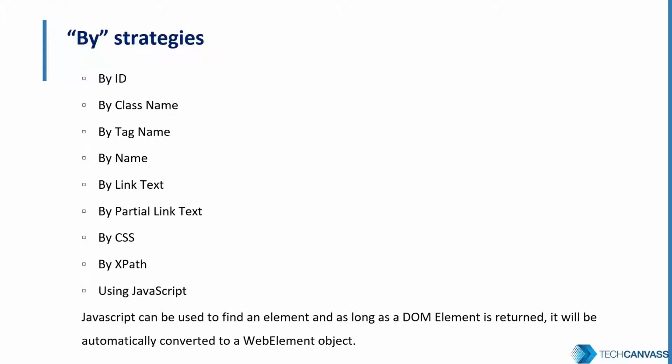Now let's talk about the By strategies. We can locate the web elements by various strategies. These are called By strategies. The web element can be defined in various manners in the HTML DOM structure. Like the ID can be defined, or the class name can be defined, or we have a particular CSS or an XPath or by name and so on. So we can locate the web element in these particular ways. So we have different By strategies accordingly: By ID, By name, By XPath, By CSS, and so on. We can use the appropriate By strategy according to the usage or the requirement.